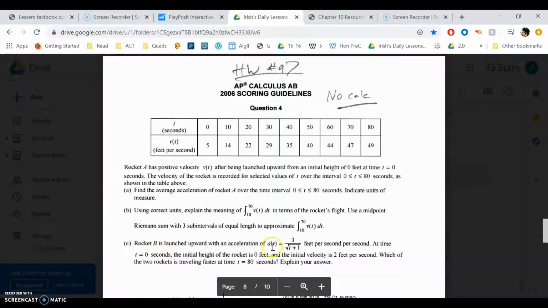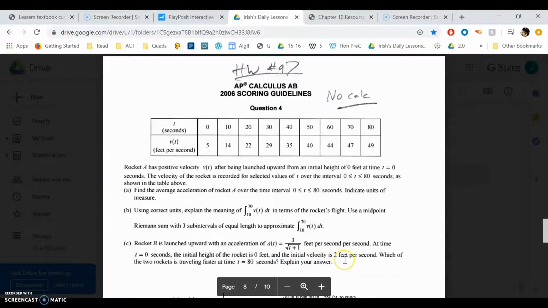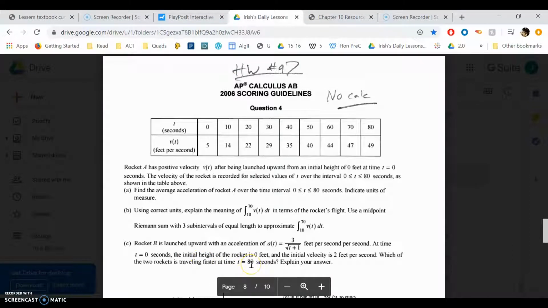It's launched upward with acceleration of 3 over radical t plus 1 feet per second squared, at time t equals 0 seconds. The initial height of the rocket is 0 feet, just like this. The initial velocity is 2 feet per second. This initial velocity is 5 feet per second for rocket A. Which of the two rockets is traveling faster at time t equals 80?